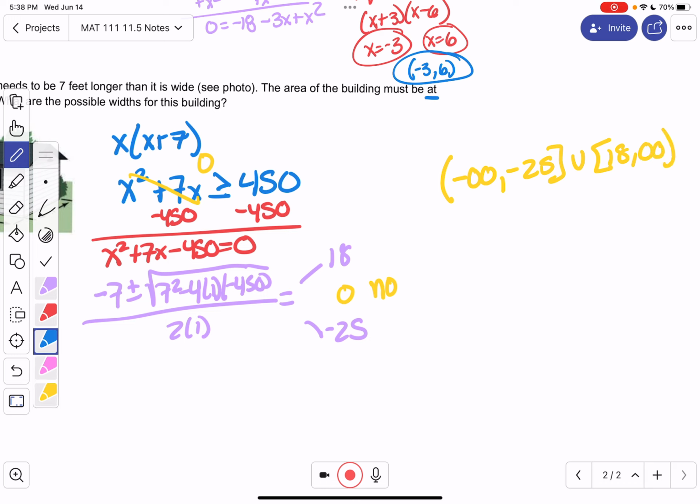But we're talking about real life. You can't have negative widths. So this whole area isn't realistic. So these would be all the possible widths. Anything over 18 will give us the area we want. That is 11.5. Let me know if you have any questions.